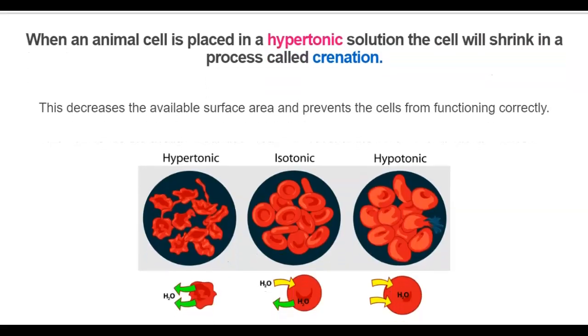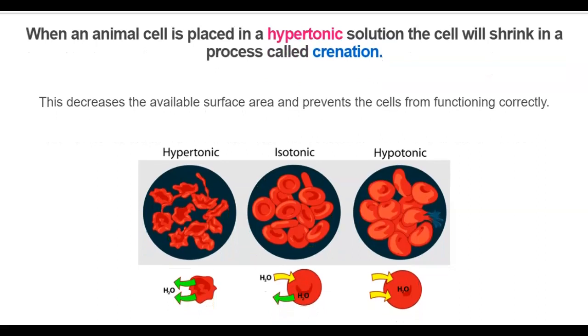Okay, so this is what we've just been talking about. When an animal cell is placed in a hypertonic solution, the cell will shrink in a process called crenation. This decreases the available surface area, so this is why it's relevant to biology, and prevents the cell from functioning correctly. So, for example, it wouldn't be able to pick up oxygen, which is its main job.